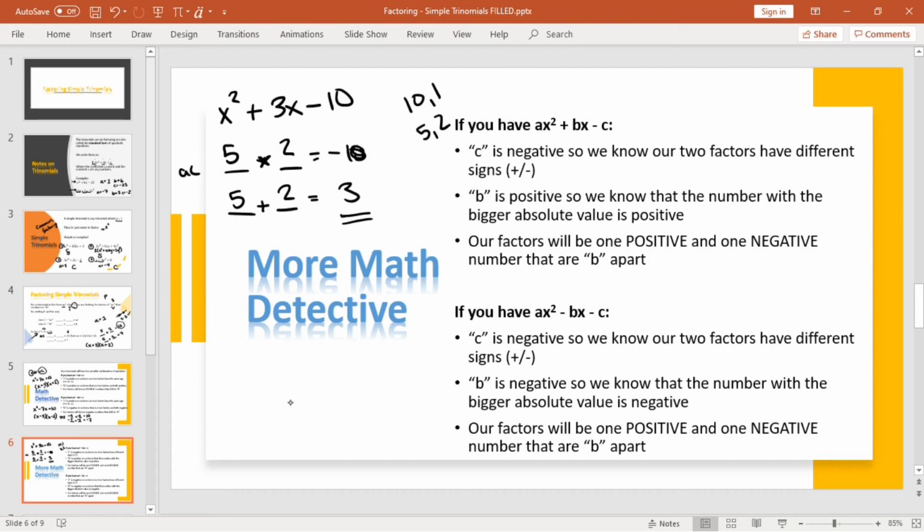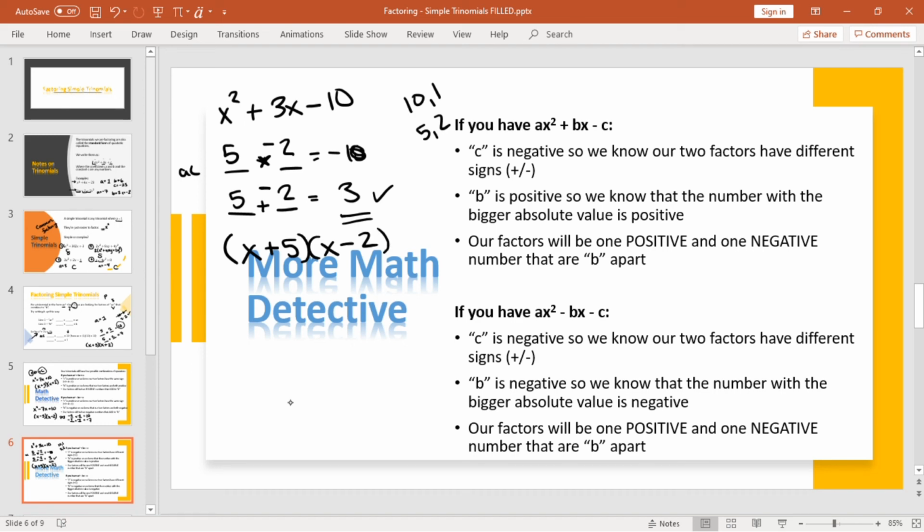And I'm going to look to my B value. Now, my B value is positive. So that means the bigger number, the bigger absolute value of a number must be positive. So I'm going to make the 2 negative. And I'm just going to check it with my little product sum lines. Is 5 times negative 2 negative 10? Yes. Is 5 plus negative 2 positive 3? Yes. So when I do this, my factored form is x plus 5, x minus 2.